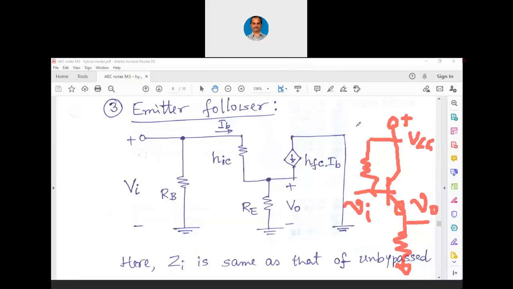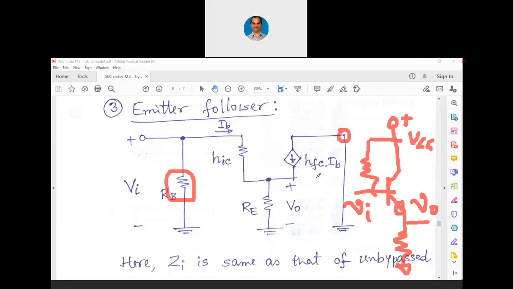Fine, now you can see from the base to the collector there is this RB, and the collector is directly connected to VCC. So you can see this collector is directly connected to ground, because VCC is AC ground. Now at the emitter we are taking output.